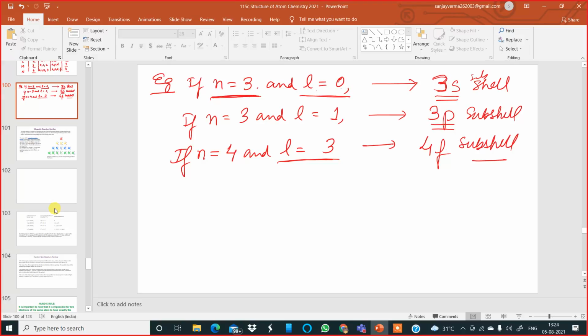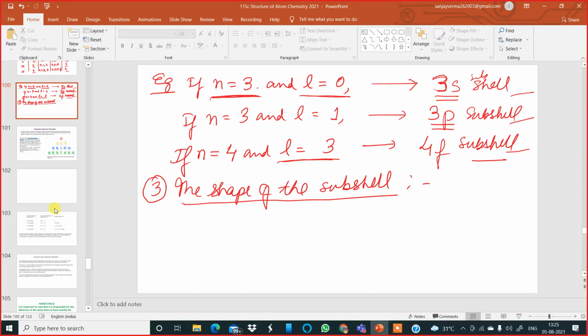So these are a few examples which will help you get the subshells from the first two quantum numbers. If the first two quantum numbers are known, then we get the subshell to which the electrons belong. This was the second information provided. Now, moving to the next information provided by the azimuthal quantum number, it is called the shape, the shape of the subshell. So we come to know about the shape also from the azimuthal quantum number.